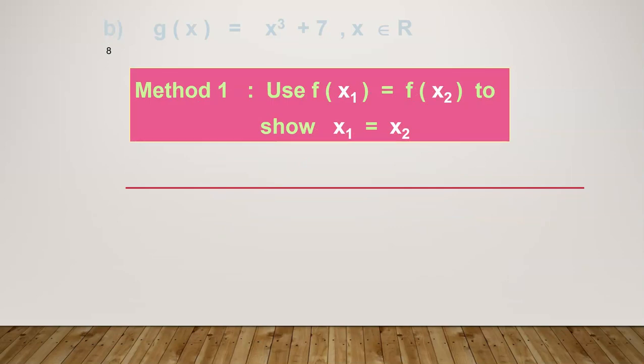For b, the equation is x cubed plus 7, where x is R. Then we show that f(x1) equals f(x2) to show that x1 equals x2.